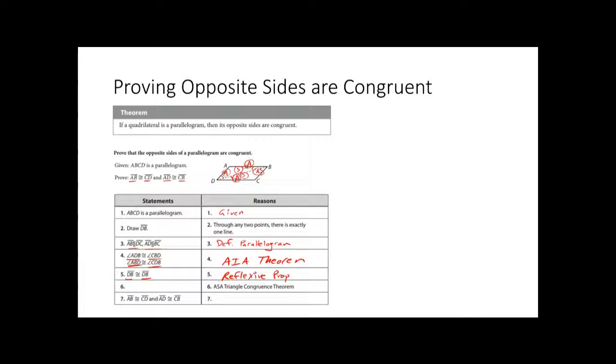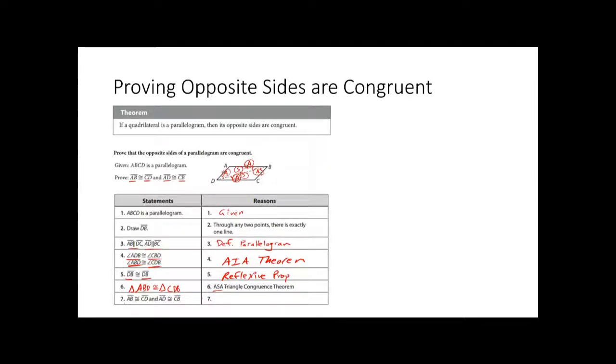So we just basically said that triangle ABD is going to be congruent to the other triangle, triangle CDB. And that's because of angle side angle triangle congruence. So the congruency theorem kicks back in.